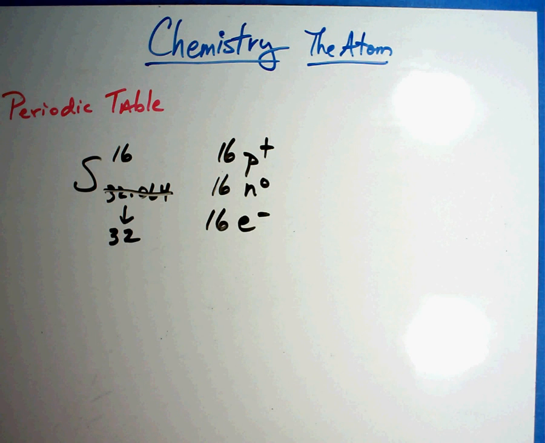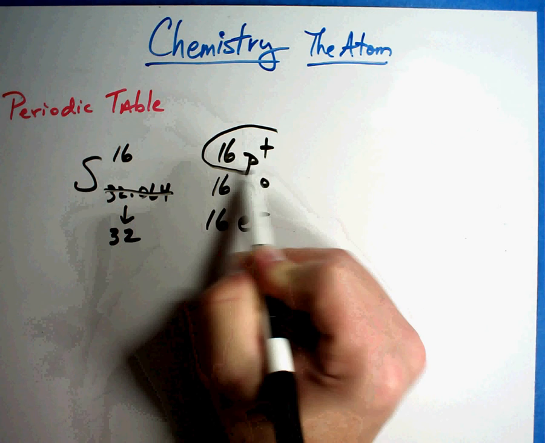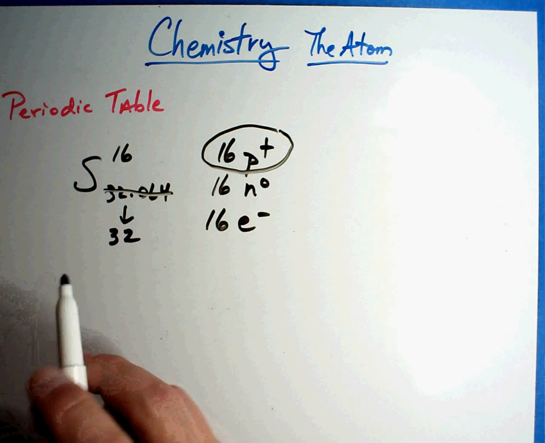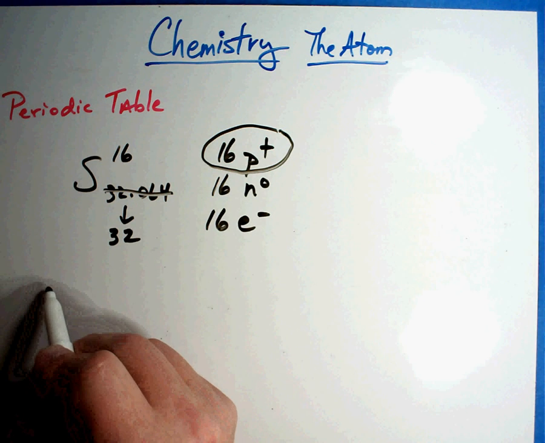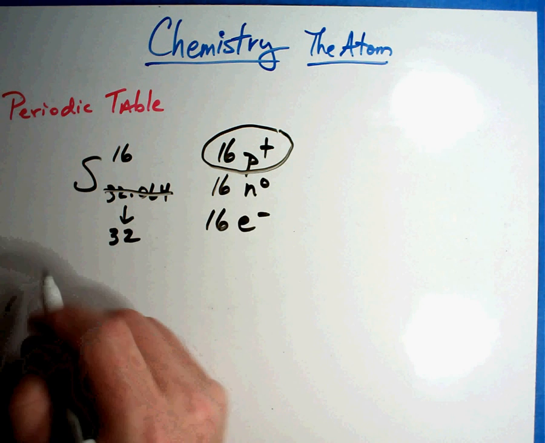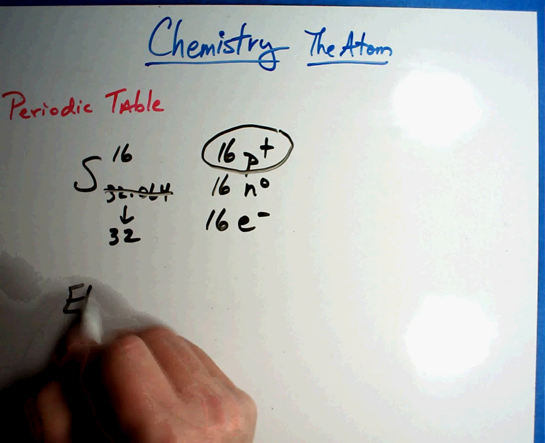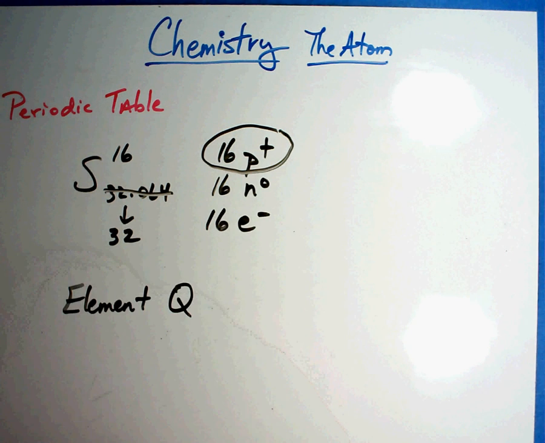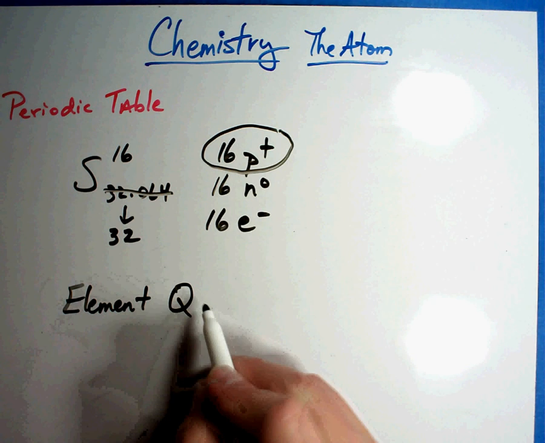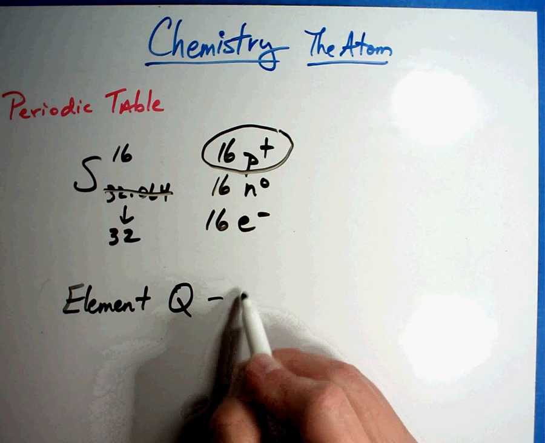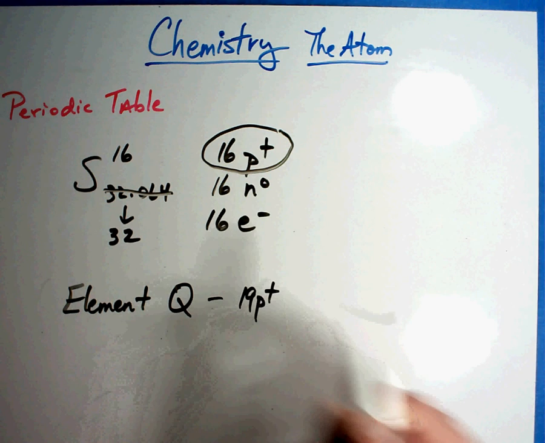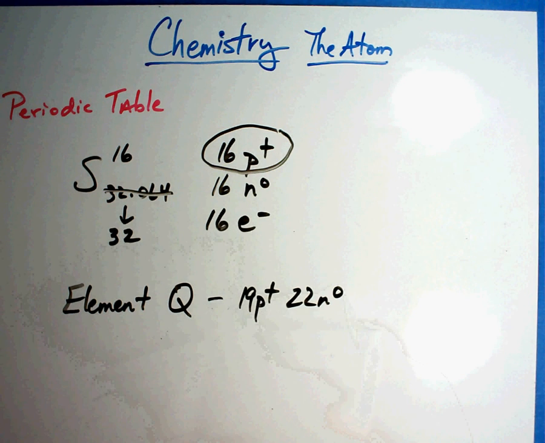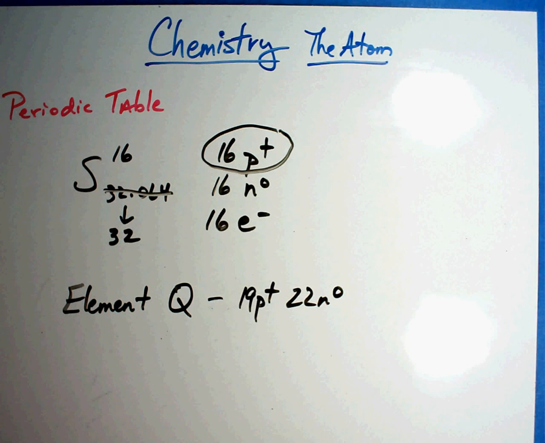Now remember, nobody else in the world has 16 protons. Reminder, I saw this one time on a test. They said they had an unknown element Q, and there's no Q on the periodic table. And they told you in the statement that it had 19 protons and 22 neutrons. You don't even have to read any further. And it asked, what element could it be?